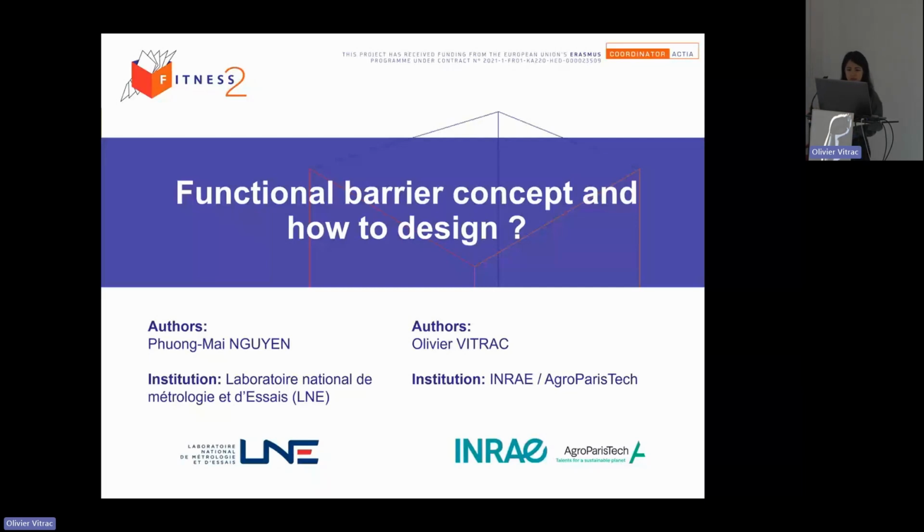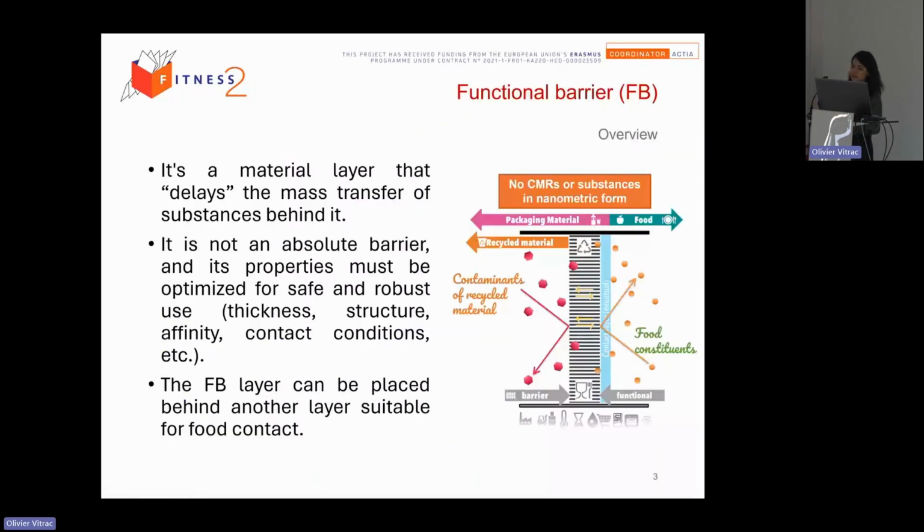So the first question: what is a functional barrier? As you can see in this schema, we have the food packaging system with food constituents and multi-layer packaging. We can see the functional barrier inserted behind the recycled materials or any material using unauthorized substances. It is meant not to stop, but to delay the mass transfer of the substances, and functional barriers can also be placed behind all the layers compliant for food contact.